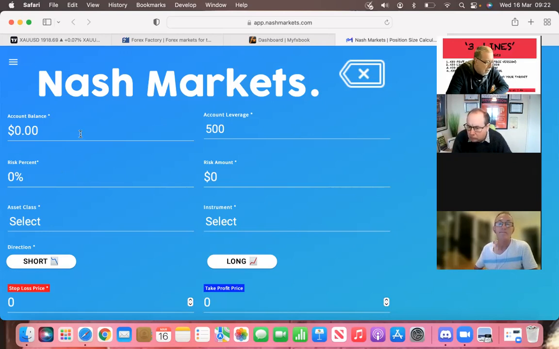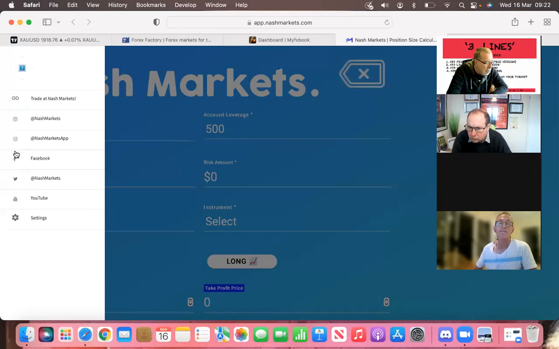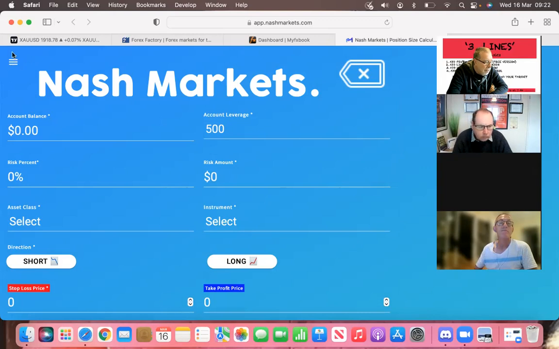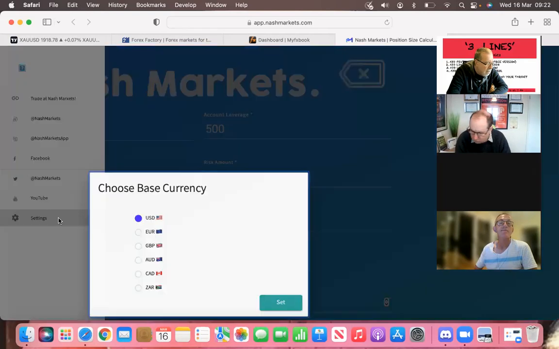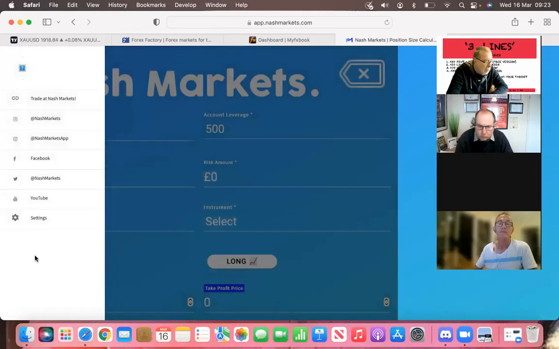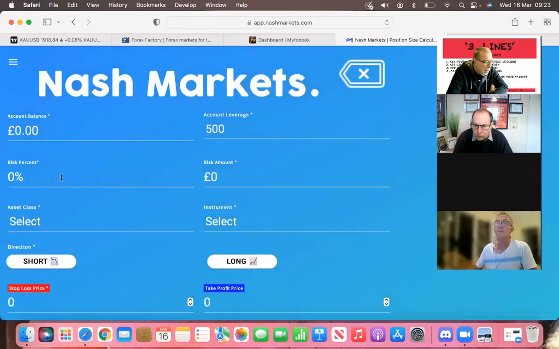I just want to run through it very quickly. Just take five minutes, it's fairly simple. The first thing is, when it comes out of the box, it's working in US dollars, and my trading account is in British pounds. So if you click on the little hamburger icon in the top left-hand corner, it will bring this up, and then you can go to settings and change the currency. I changed mine to British pounds. You can leave it on US dollars or change it to whatever you want.